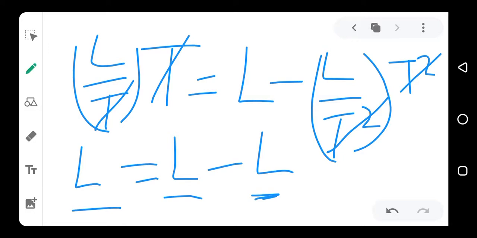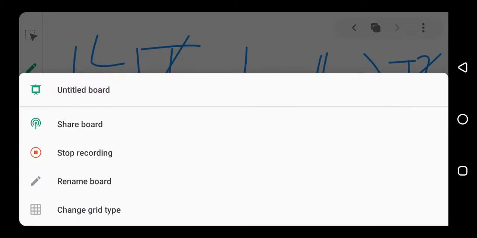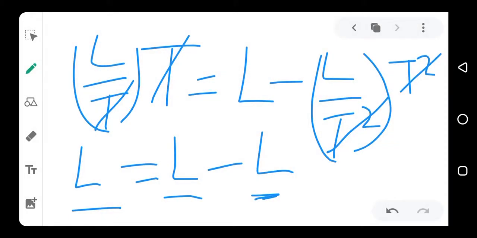It is correct. So this is how to verify physical equations using dimensions. We first of all list out the fundamental and derived quantities, and then we find the dimensions of the derived quantities. And the next thing is to compare the dimensions and ignore coefficients.